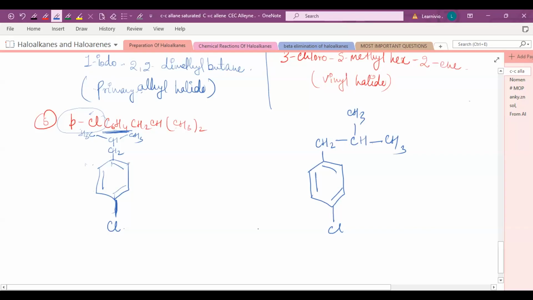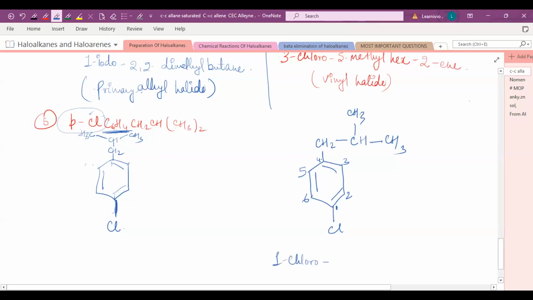Okay, now how to name this? So this is a chlorine group. So we have to number in such an order that the substituent or the functional group will get the least number. So you will start from here, 1, 2, 3, 4. This is your 5 and 6. Okay, so how to name it: 1 chloro.